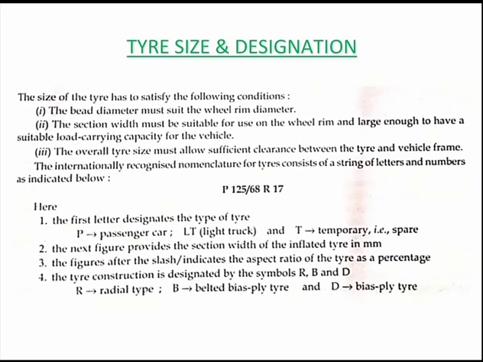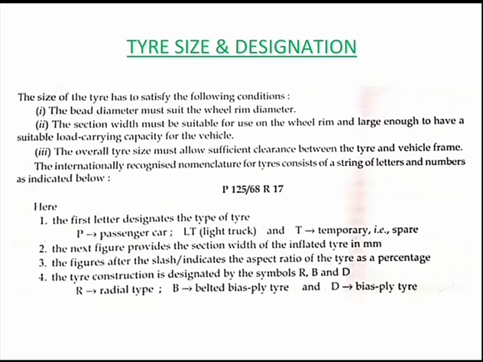The size of the tire must satisfy the following conditions. First is the bead diameter, which must suit the wheel rim diameter. The second is the section width, which must be suitable for the wheel rim and large enough to give suitable load carrying capacity for the vehicle. The section width, bead diameter and overall tire size must allow sufficient clearance between the tire and the vehicle frame.